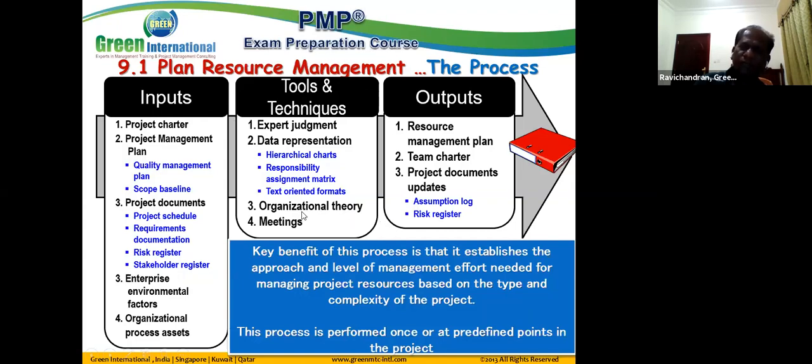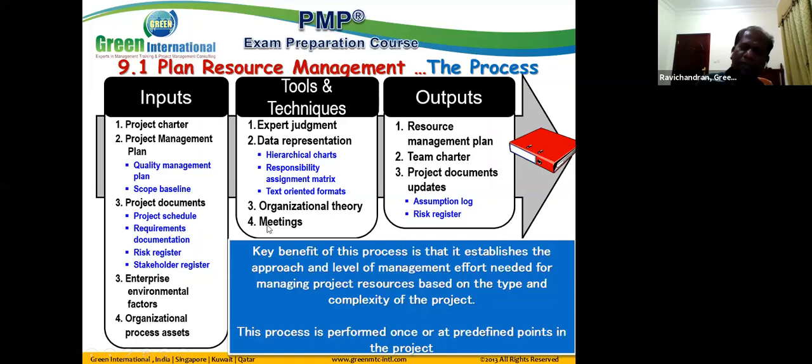Organizational theory also depends on what type of organization we are working in. Are we working in a functional organization or matrix organization, or in a project-based organization? Depending on the nature of the organization, we should be able to see how the organization behaves. Accordingly, we should be able to think of the resource management strategy. That's why organizational theory is taken as a technique here.